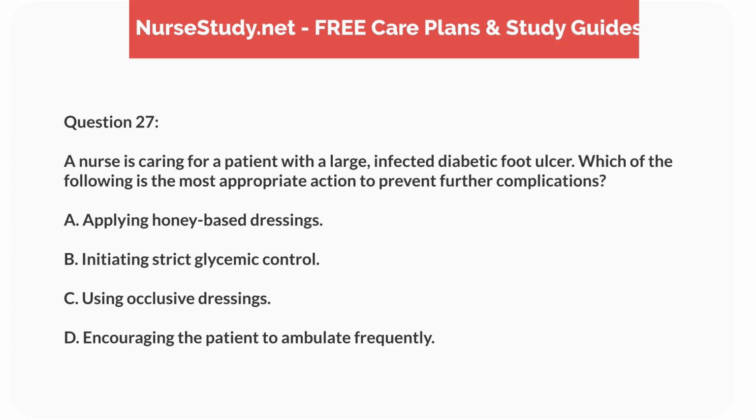Question 27. A nurse is caring for a patient with a large, infected diabetic foot ulcer. Which of the following is the most appropriate action to prevent further complications? A. Applying honey-based dressings. B. Initiating strict glycemic control. C. Using occlusive dressings. D. Encouraging the patient to ambulate frequently.